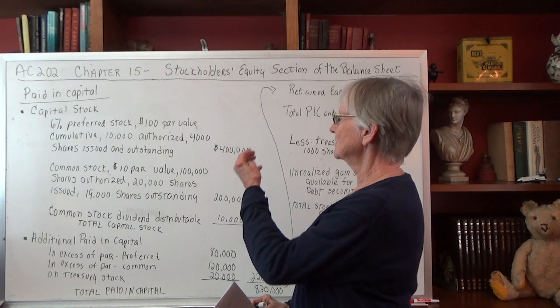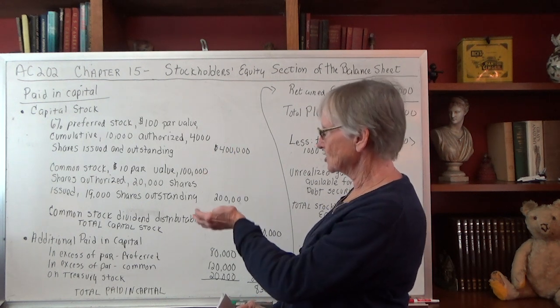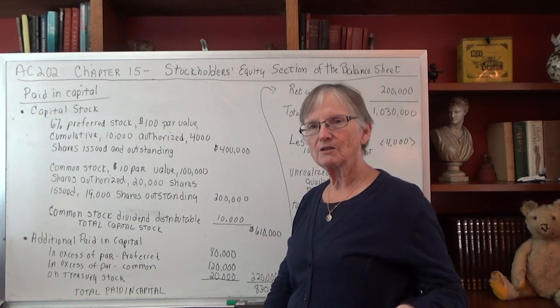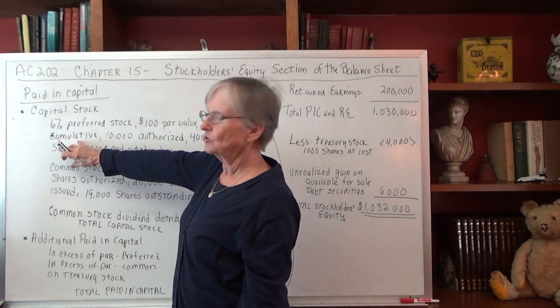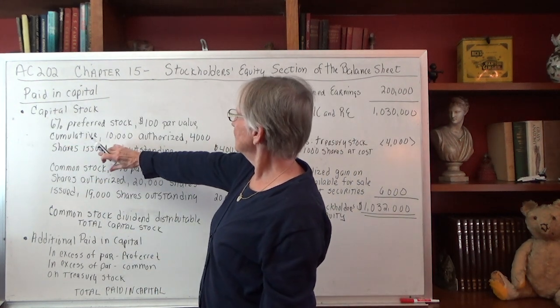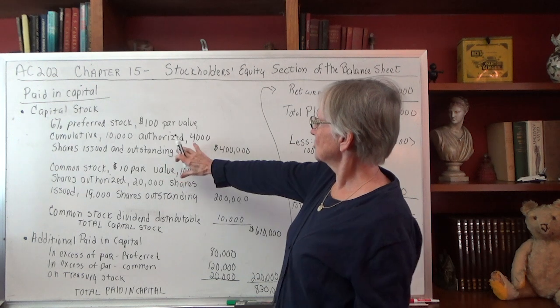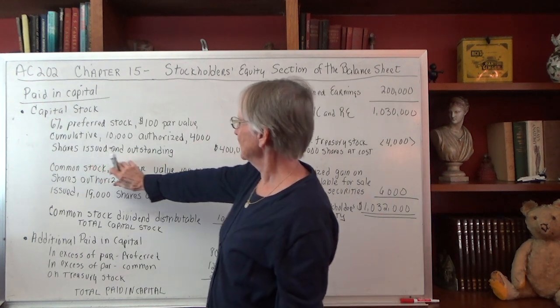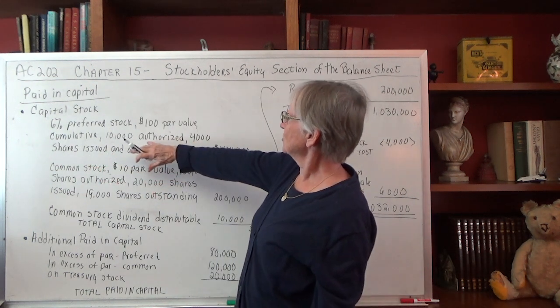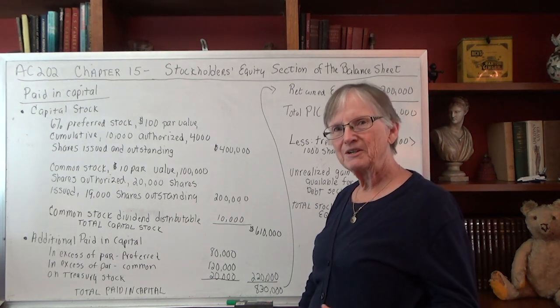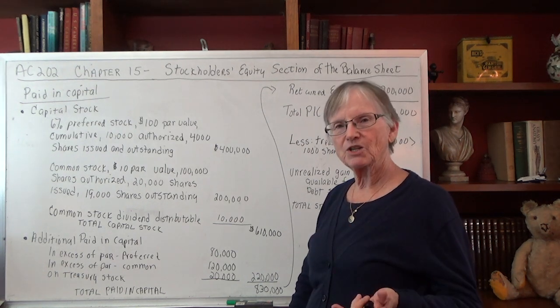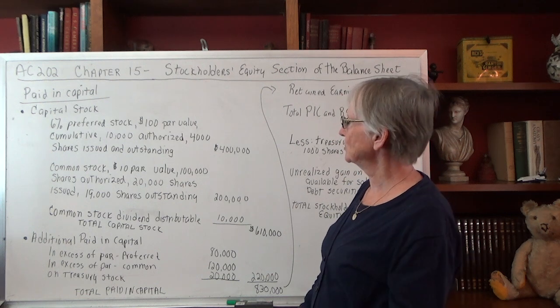You have to say what the dividend rate is. It's 6% preferred. You have to say what the par value is. You can tell a few things like, is it cumulative? And then you have to do the number of shares authorized, issued, and outstanding. So there's 10,000 authorized. That's how many shares the company could issue. It's stated right in the Articles of Incorporation.